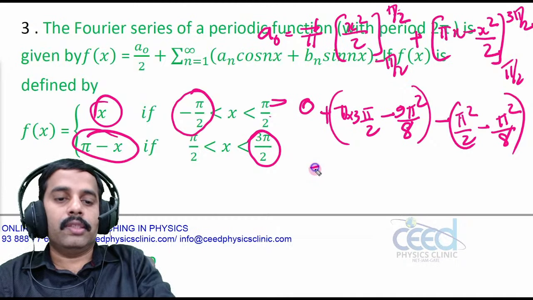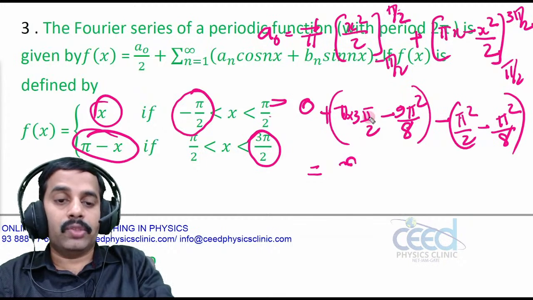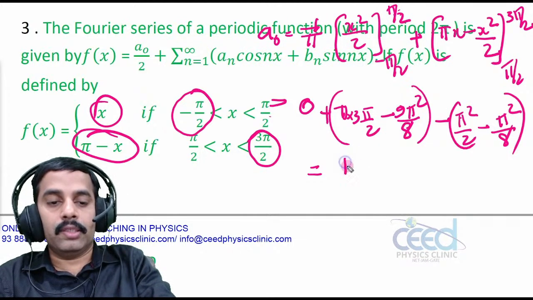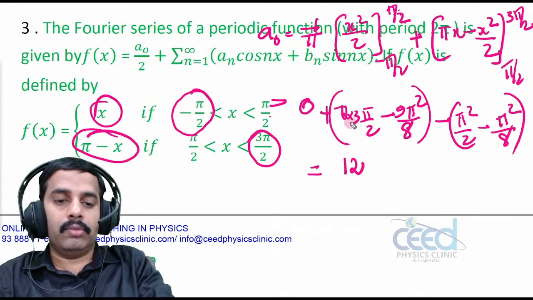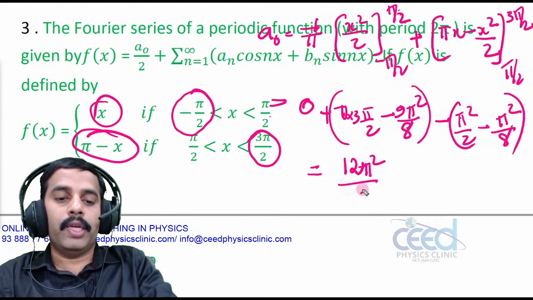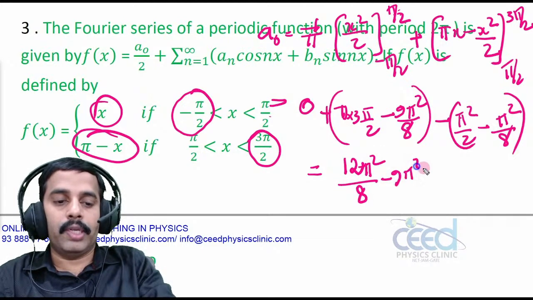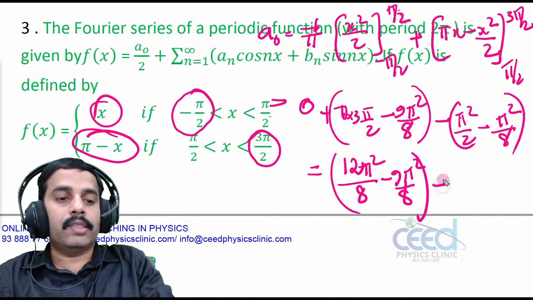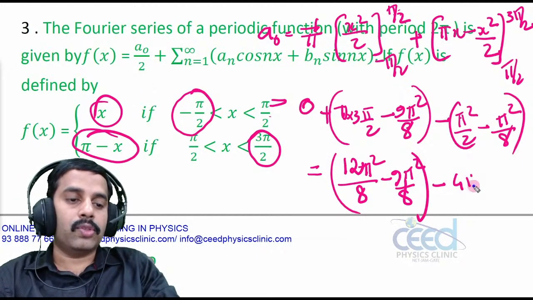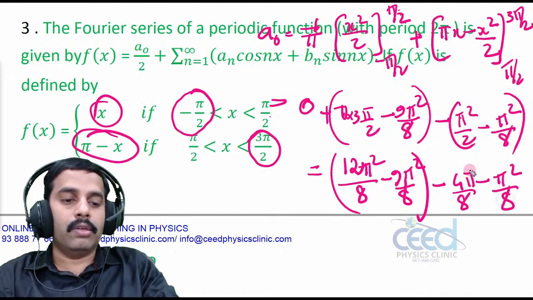So that is 3 pi square by 2, that I can write as 3 pi square by 2 into 4, we can write, right? So that is 12 pi square by 8, right? Multiply numerator and denominator with 4. 12 pi square by 8 minus 9 pi square by 8, minus here also I can write 4 pi square by 8 minus pi square by 8.